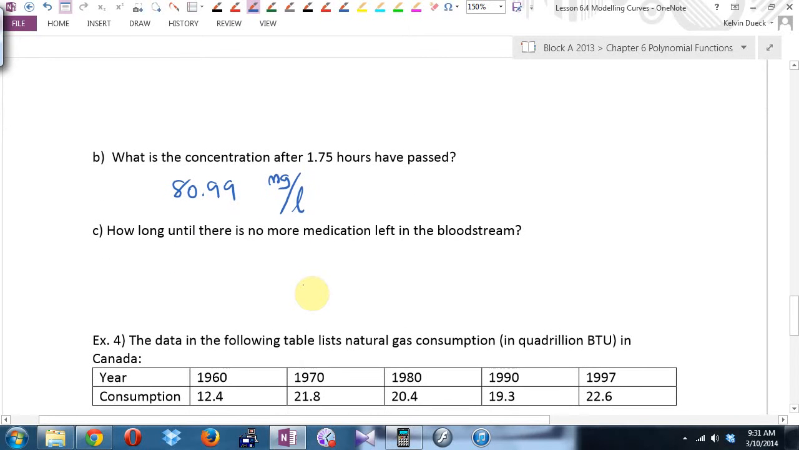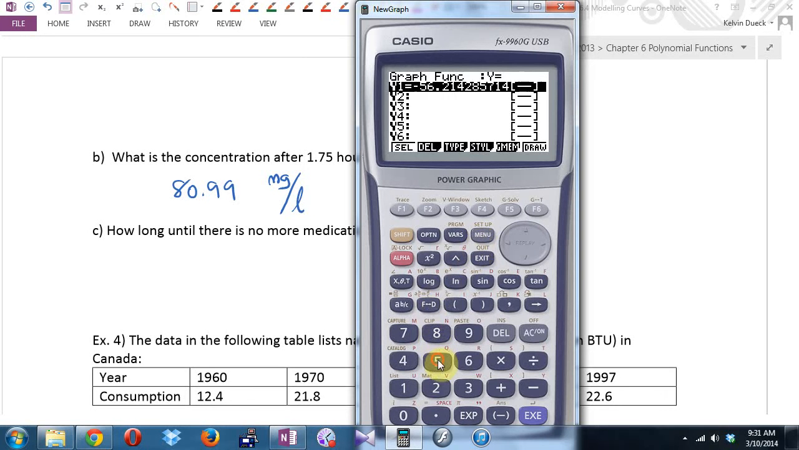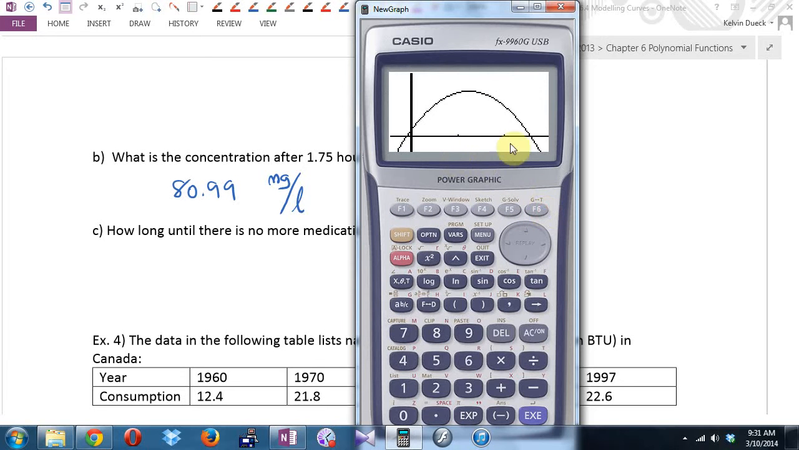How long until there's no more medication? Now they're wanting me to find a time, an X value. Our best bet for that is to use the graph menu. Option 5, draw. I got to select the graph. Option 5, draw. So there's the graph.